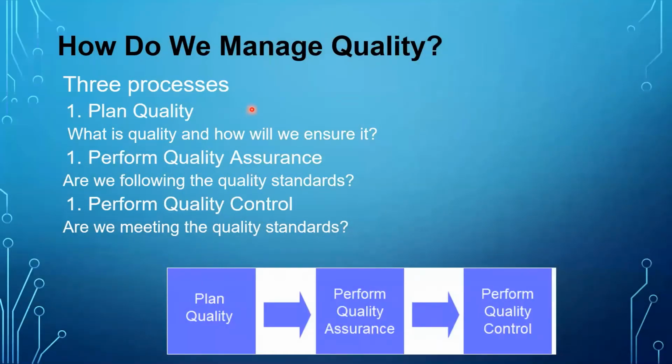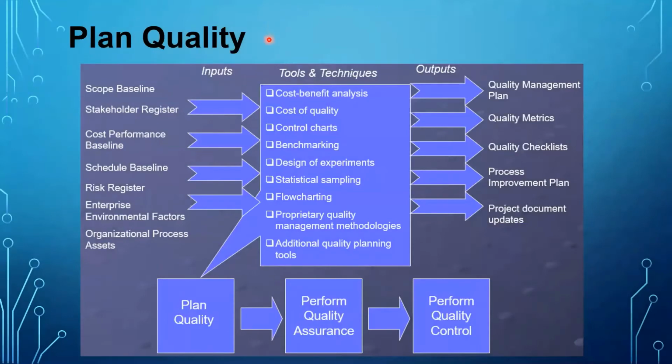Now let us see how we actually manage quality. It is done in 3 steps. Plan quality, perform quality assurance, and then perform quality control. Let's see them one by one. Plan quality. Plan quality is the process of identifying quality requirements and/or standards for the project and its deliverables and documenting how the project will demonstrate compliance with relevant quality requirements.